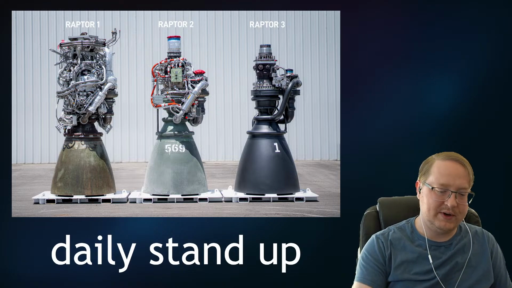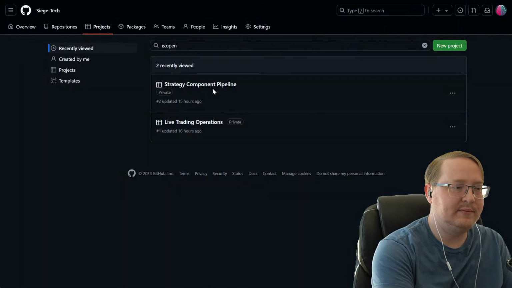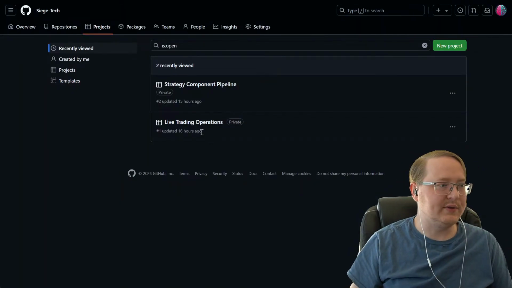All right, so we whipped up a strategy component last night, and we need to figure out how to unit test it with the new paradigm.